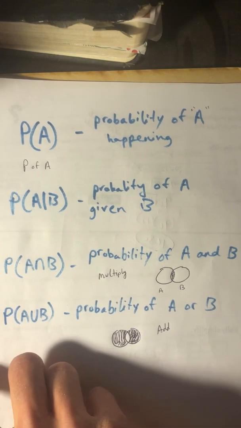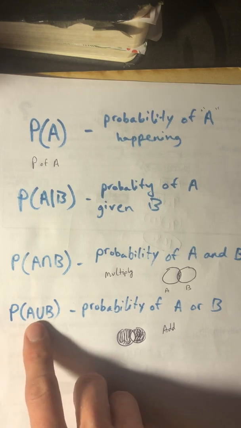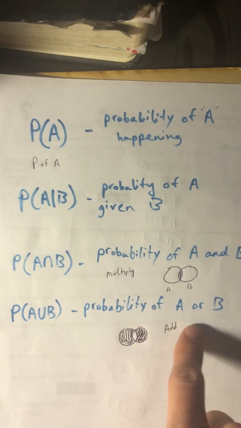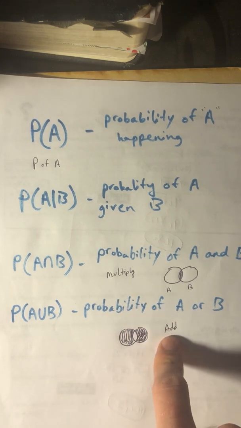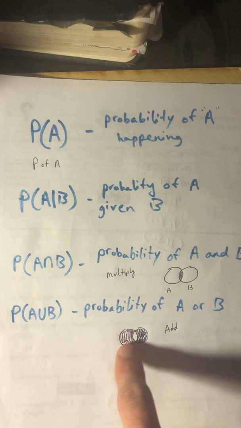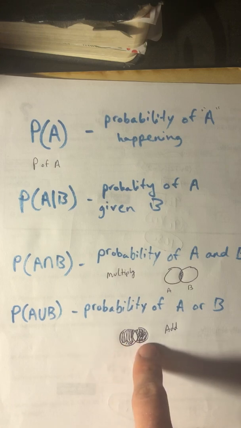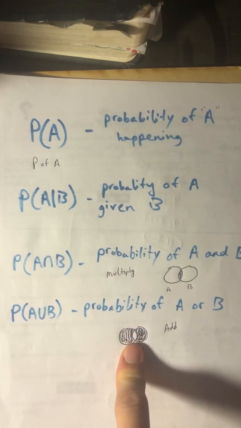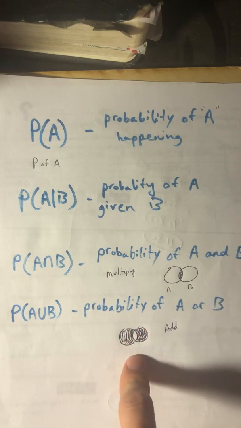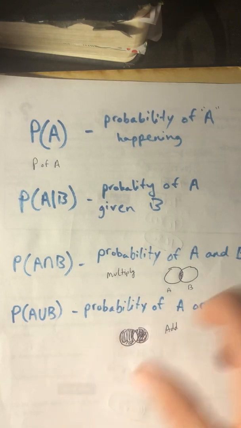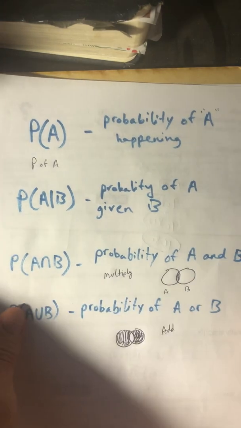And then the last one is probability of A union B, or A or B happening. It's probability of A or B happening, and this one you add. And so the Venn diagram now is the probability of both of them happening like that. And we're going to write this a little differently later on, and you'll see why. But basically, it's probability of A or B happening. You want to add the two together. Okay. All right. So let's look at our worksheet.